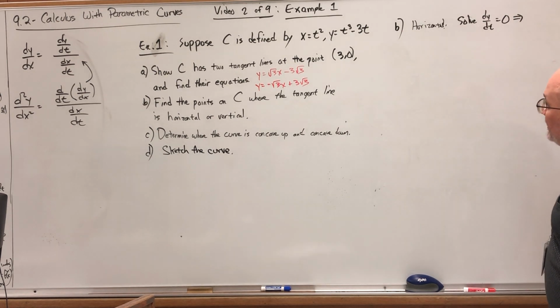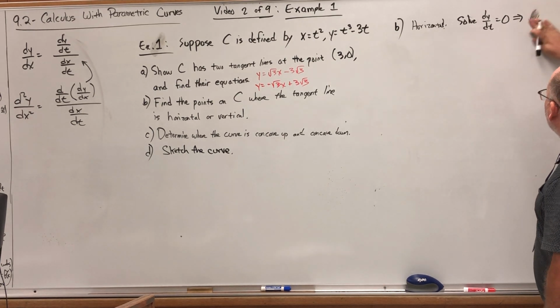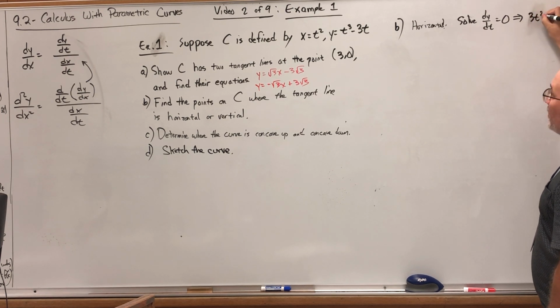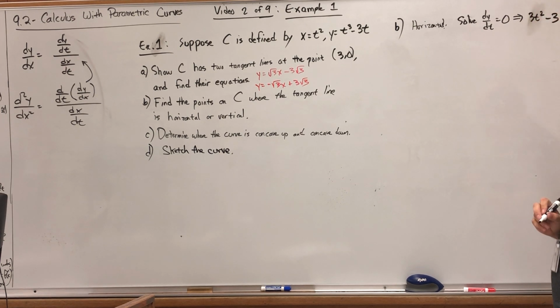Well, dy/dt is t cubed minus 3t. Didn't we already solve this? Excuse me, that is not dy/dt. dy/dt is 3t squared minus 3. That's the derivative of y. We solved y equal to 0, not dy/dt equal to 0.